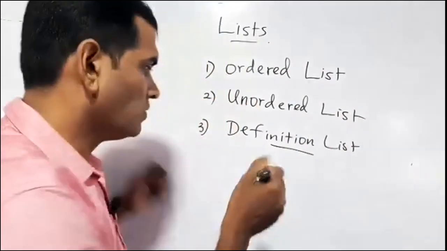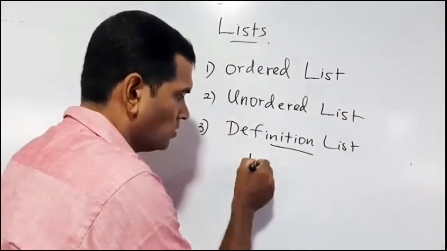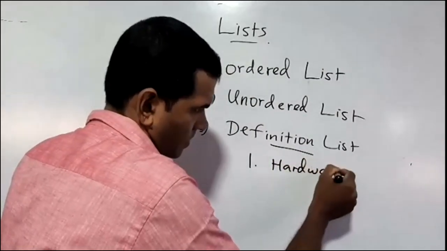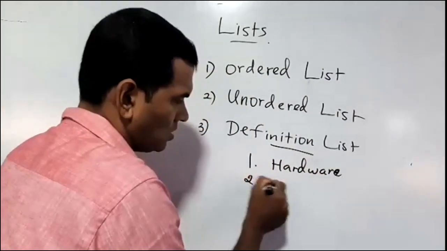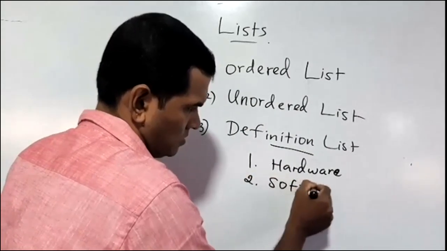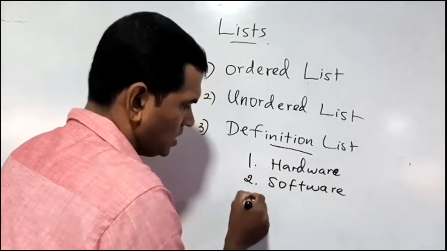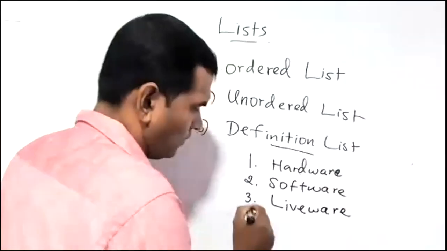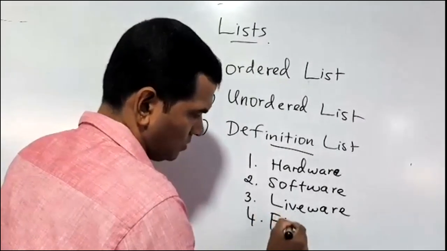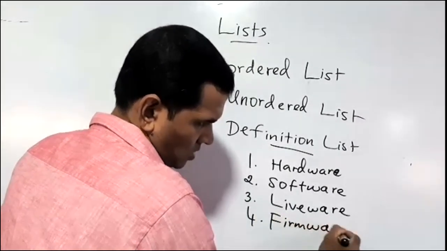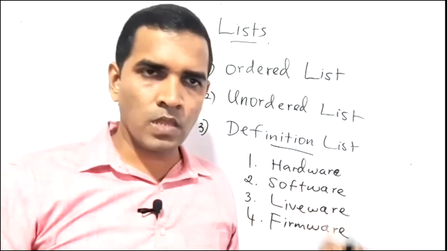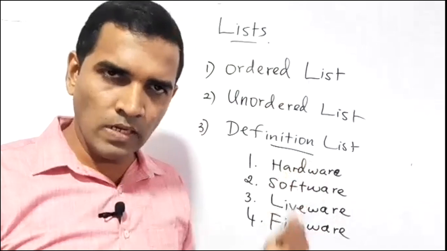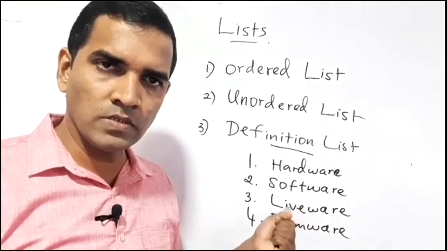Right? For example, say I have a small list like 1. hardware, 2. software, 3. liveware, 4. firmware. Right now, this is a list. Why? The things are shown as points in separate lines. So definitely it is a list. But what type of list is this?